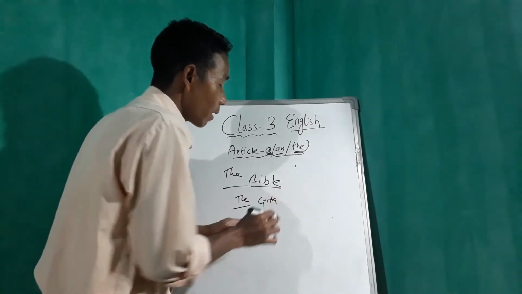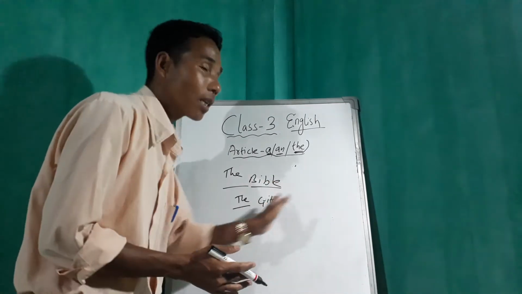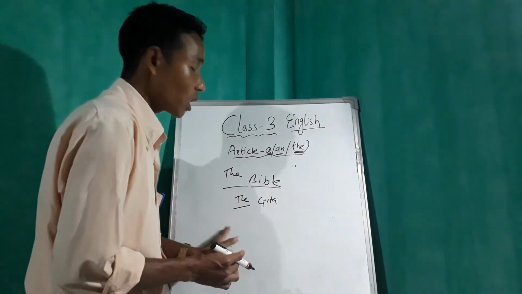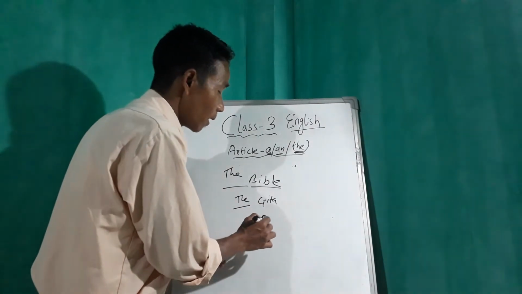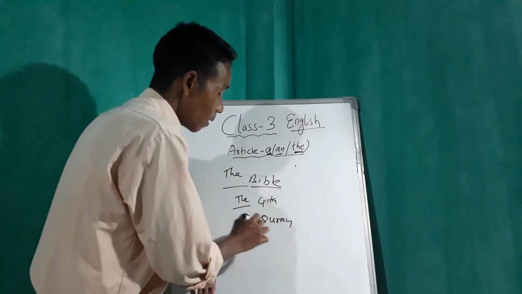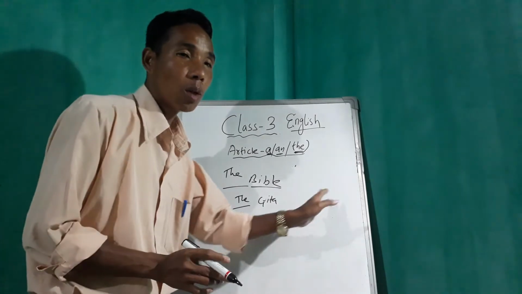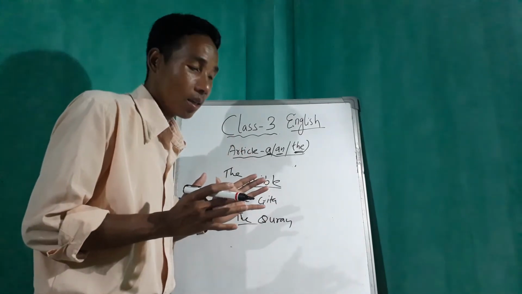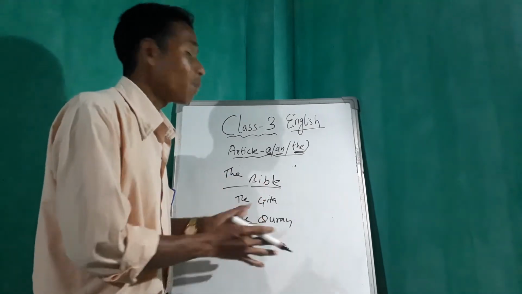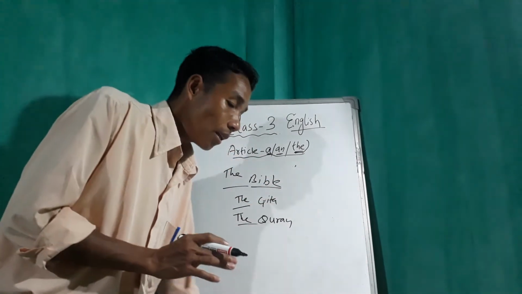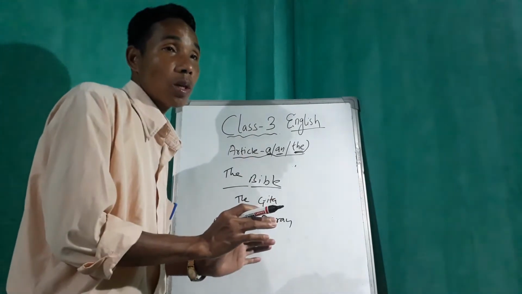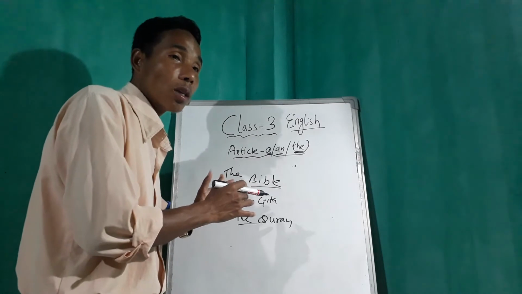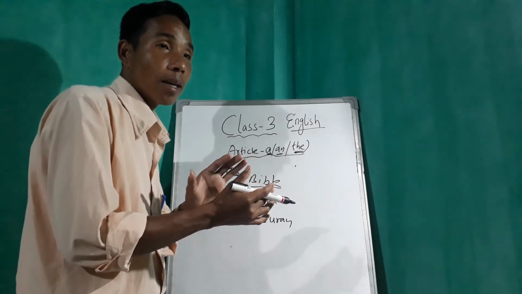I am writing the short form. I have not written Bhagavad Gita, just written Gita. The Gita is the holy book of Hindus. Or suppose if I write here, Quran, then what will be? The Quran. The Quran is the holy book of Muslims. Have you understood? And listen here everyone. The is also used when we talk about something again.